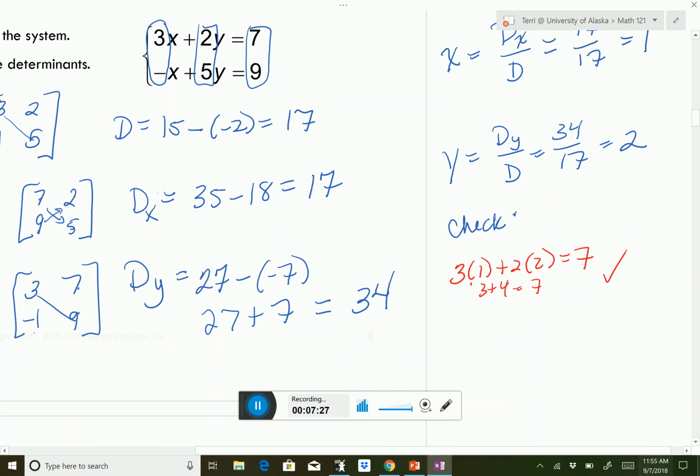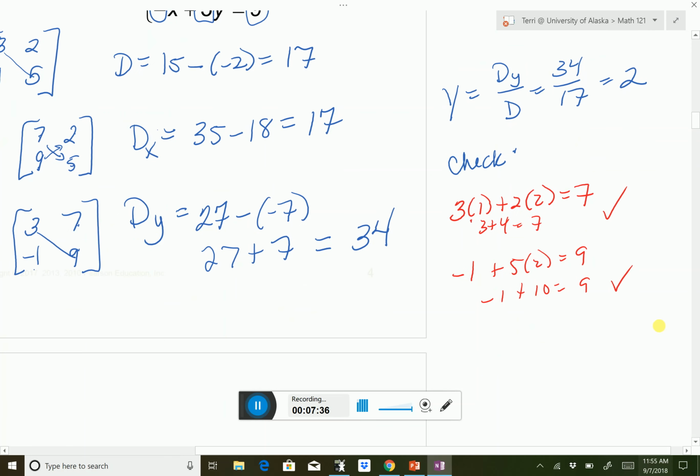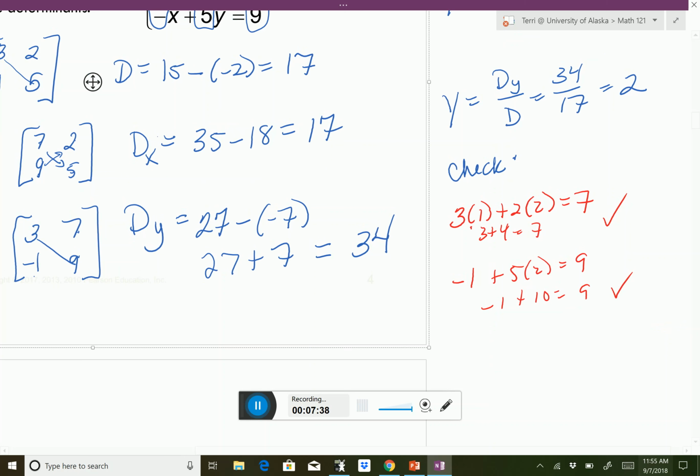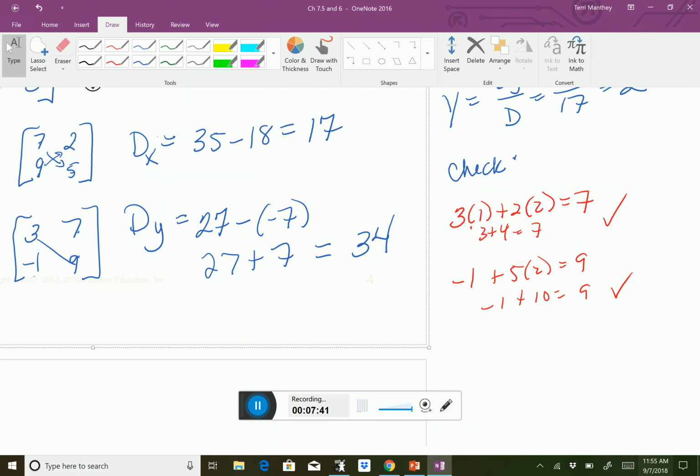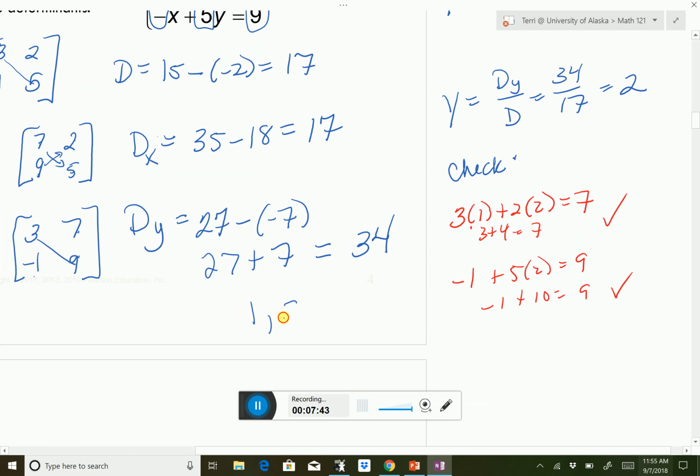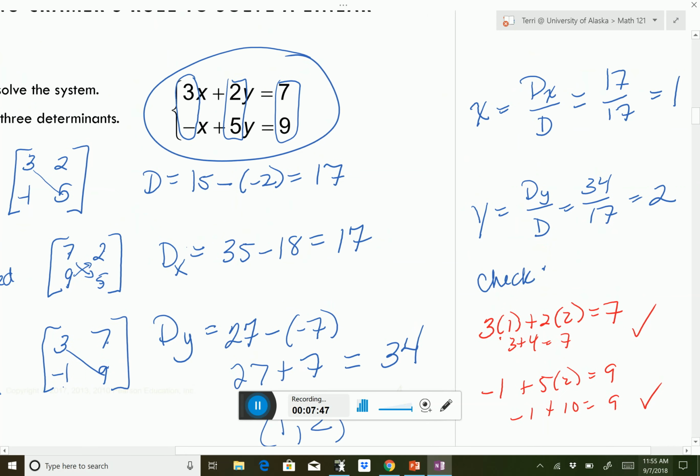And the second equation, -1 plus 5 times 2 is 9. -1 plus 10 is 9. Check. So my ordered pair, the answer to this question, 1, 2, is my ordered pair that makes this system true. Seems like a long thing, but in some ways it's just kind of really cool that there's another way to do it that might be a little simpler to you.